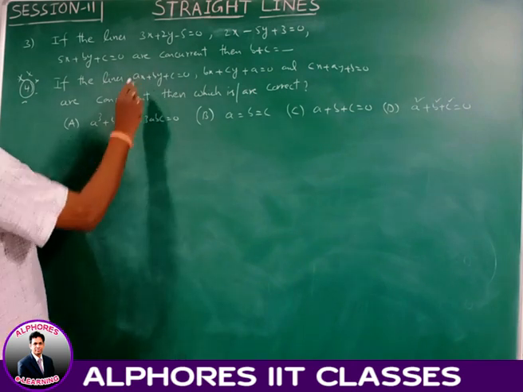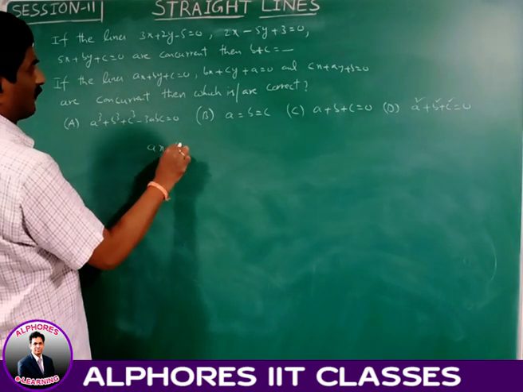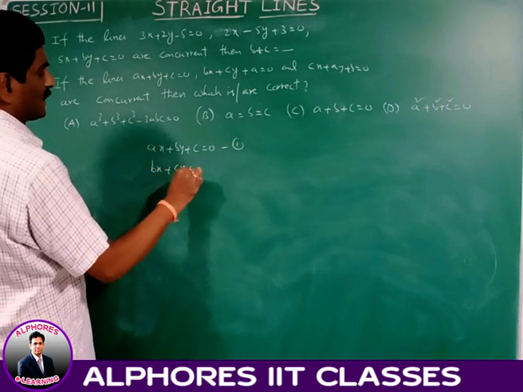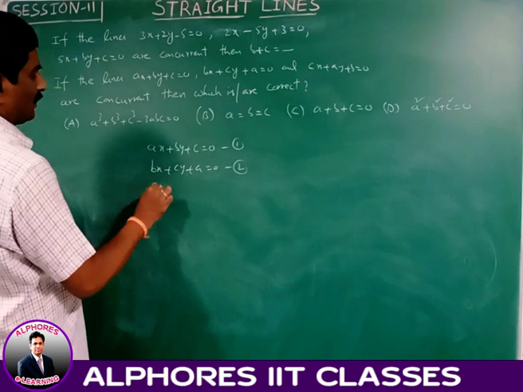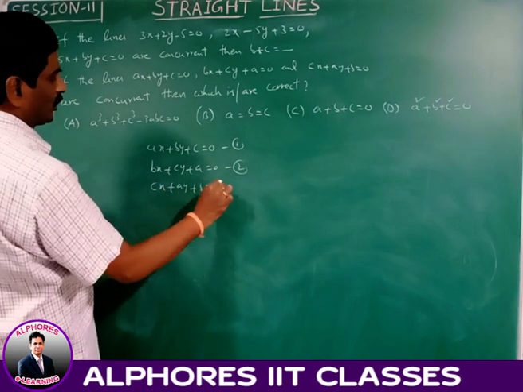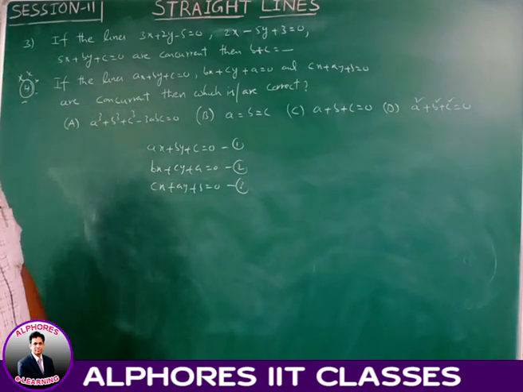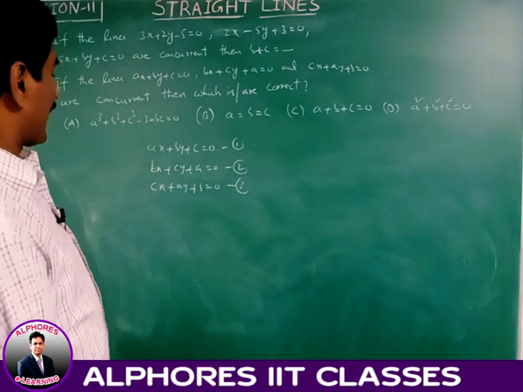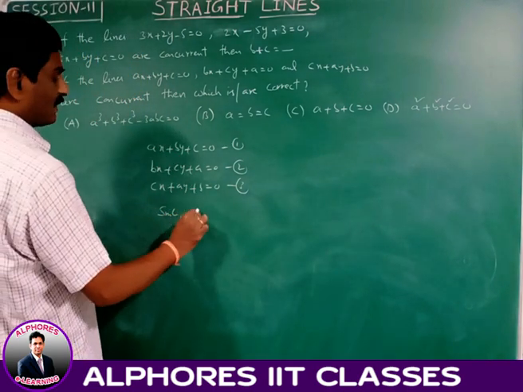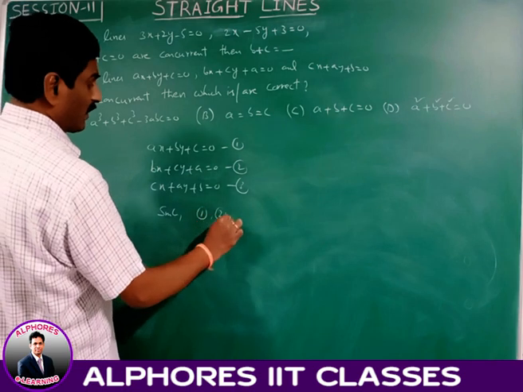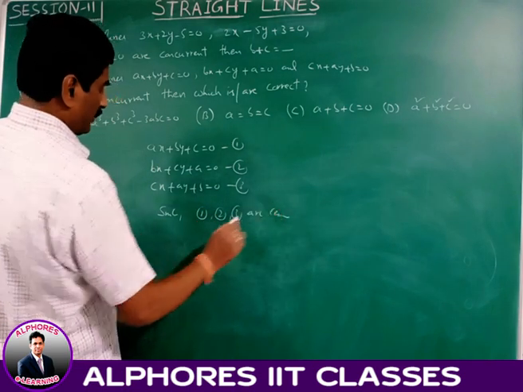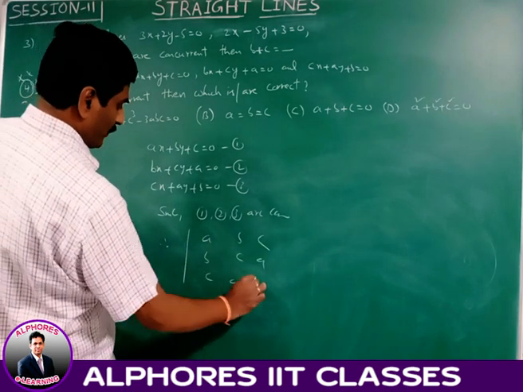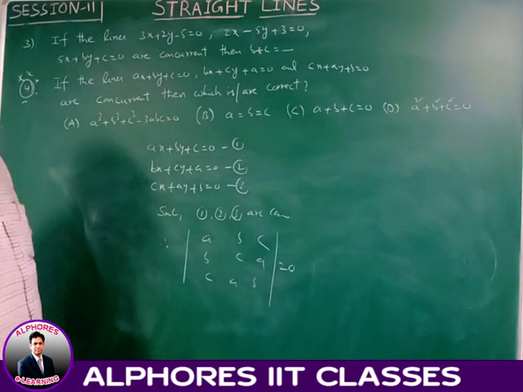Please observe these values. The given lines are ax plus by plus c is equal to 0 is one of the lines. bx plus cy plus a is equal to 0 is the second line. cx plus ay plus b is equal to 0 is the third line. All of these three lines are concurrent. If three lines are concurrent, what is the condition? That determinant value is 0. So, since the lines 1, 2, 3 are concurrent, therefore the determinant of (a b c), (b c a), (c a b) is equal to 0. Determinant value of this is 0.